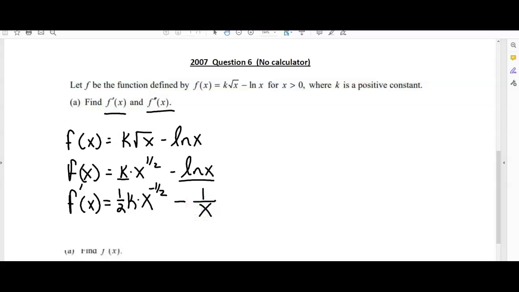And then we multiply by the derivative of the inside. The derivative of x, though, is 1. So you don't really need to put times 1 here, but you can. But when it's just an x, you can really just put 1 over x. Okay, so there's my derivative.